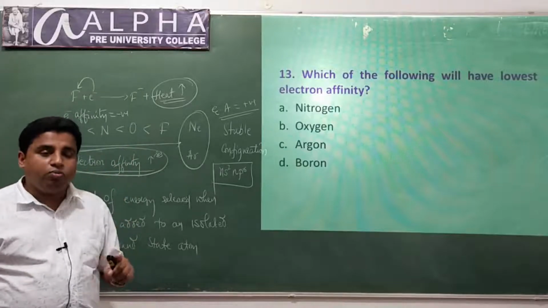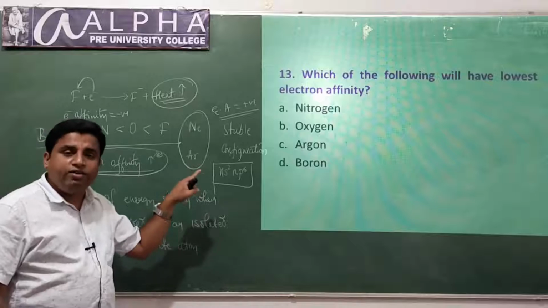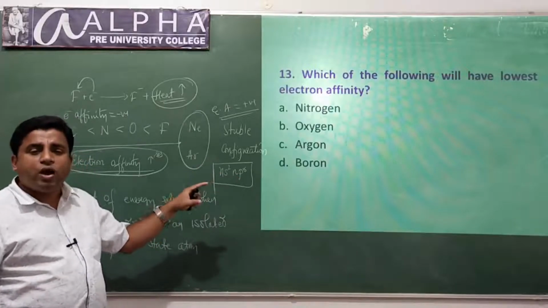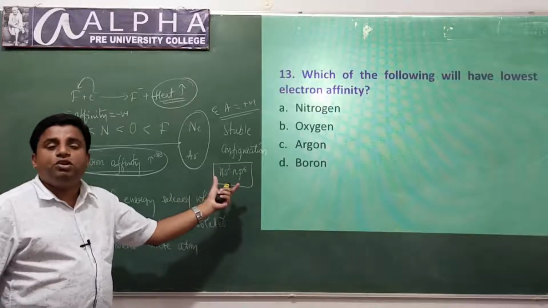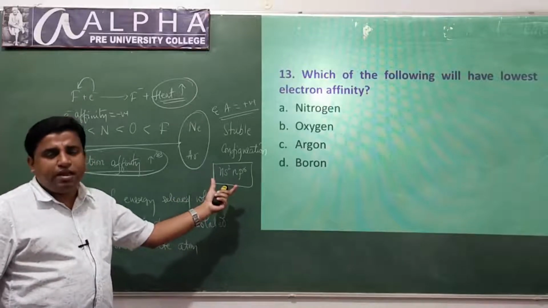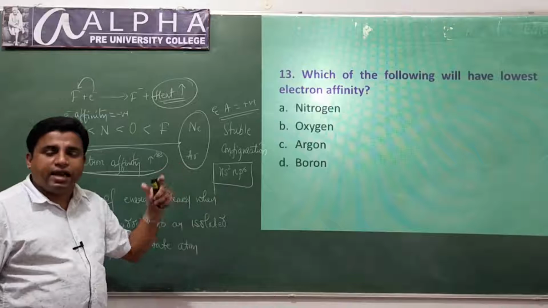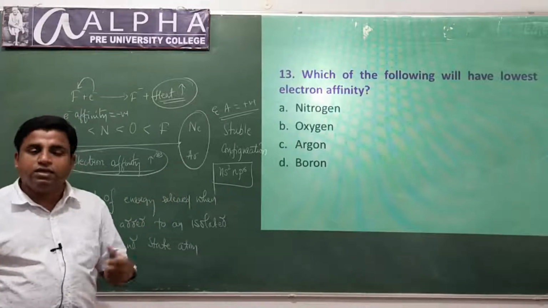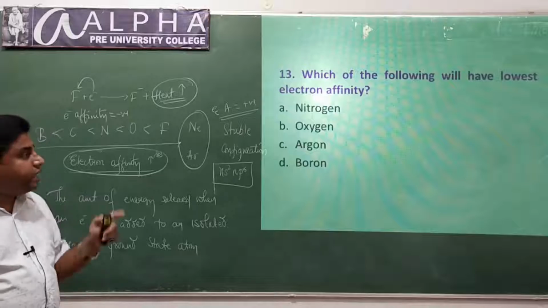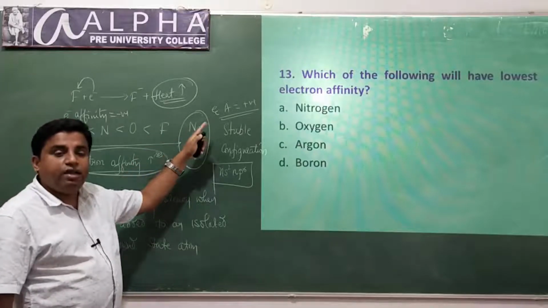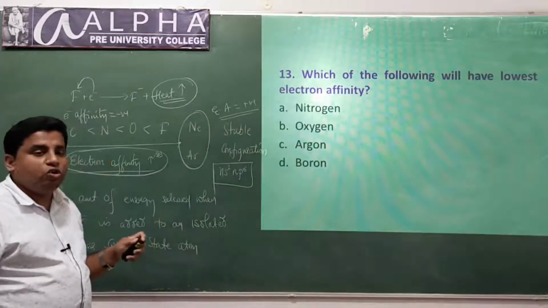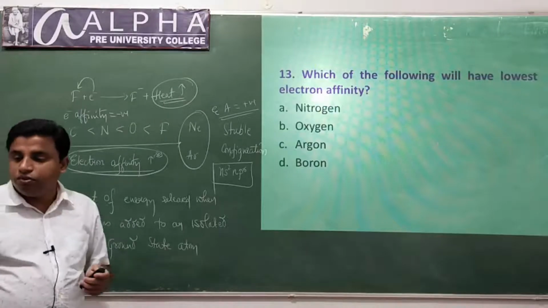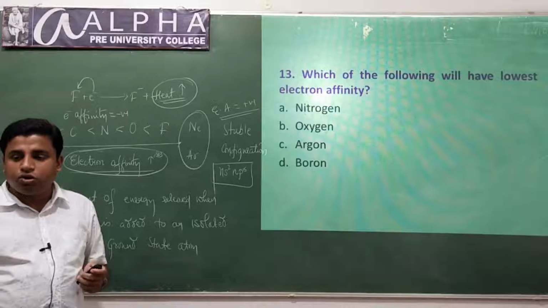So understand one point. It will be very difficult to remove an electron, and also it will be very difficult to add an electron to a stable configuration. Hence, can I say that electron affinity of noble gases is least? Yes, obviously. I just told you electron affinity for noble gases is positive, whereas for other elements it is negative. So according to the question, which of the following will have lowest electron affinity?